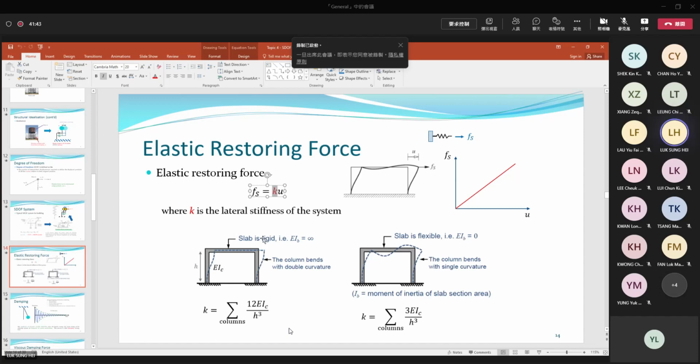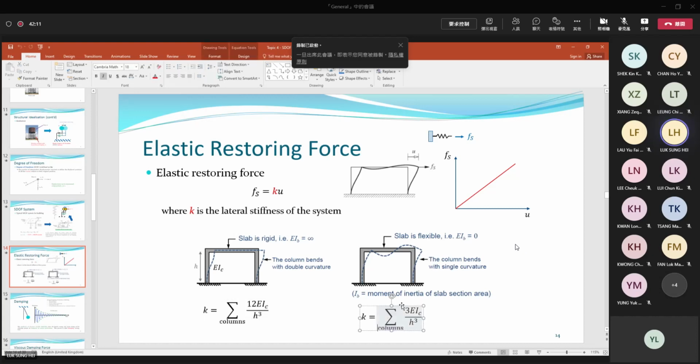Normally, we make two assumptions: rigid beam or flexible beam, rigid slab or flexible slab, two extreme scenarios. The first one assumes that the slab or the beam is totally rigid. In this case, the total stiffness of the system is equal to the stiffness of a column times the number of columns. The more columns, the higher the stiffness. Each column's stiffness is equal to 12 EIc over H cubed.